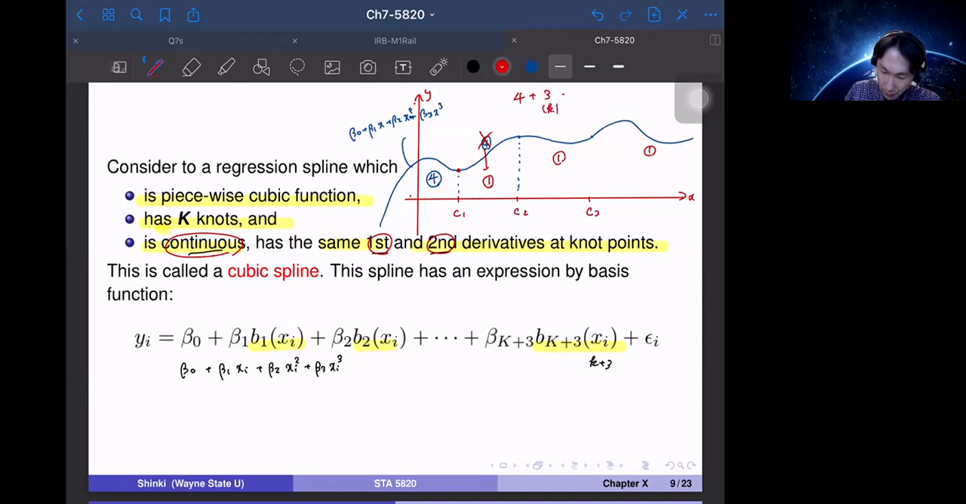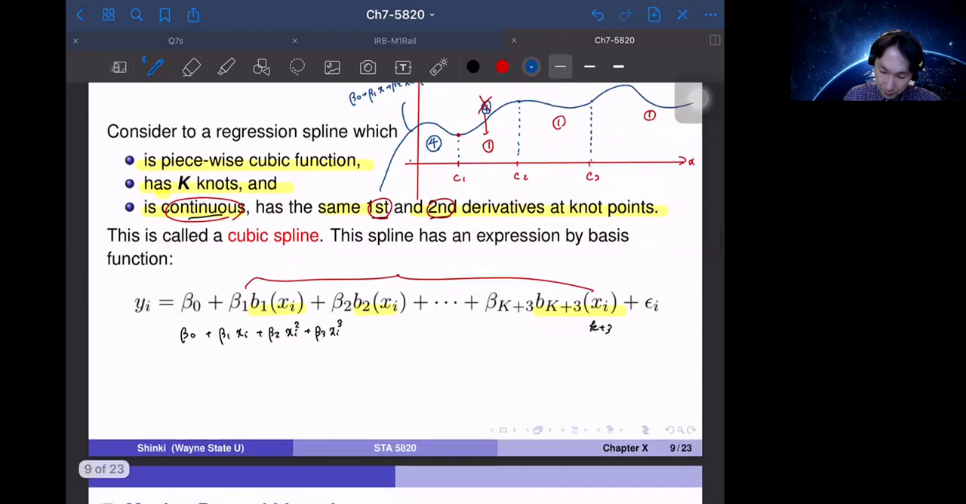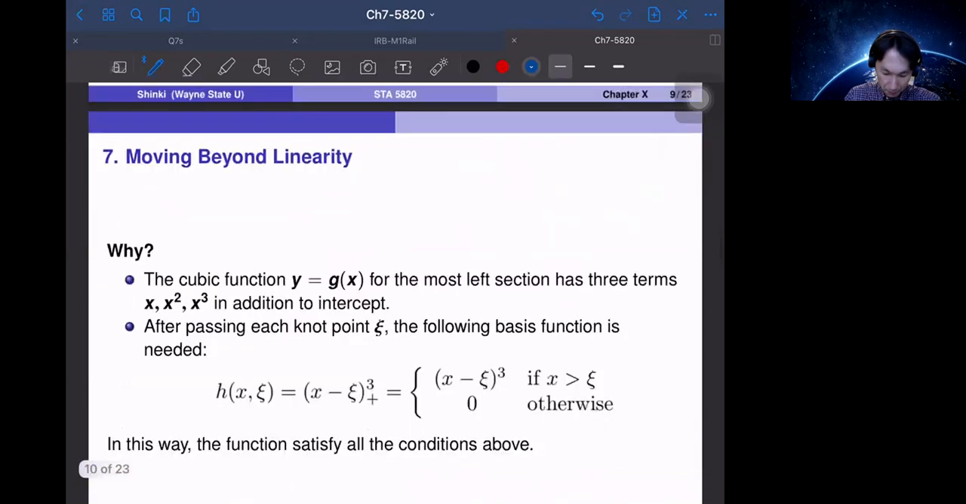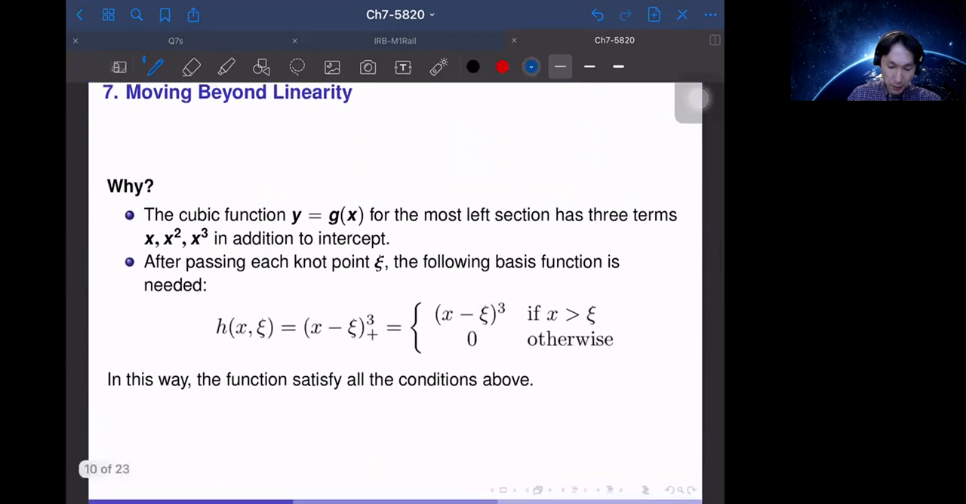Here k is equal to 3, but basically 4 plus 3 parameters we need to describe this function. So that means that except for intercept, we have the k plus 3 parameters. So basically, the regression spline is a special case of the linear basis function with k plus 3 functions. So this is the more concrete description of this.